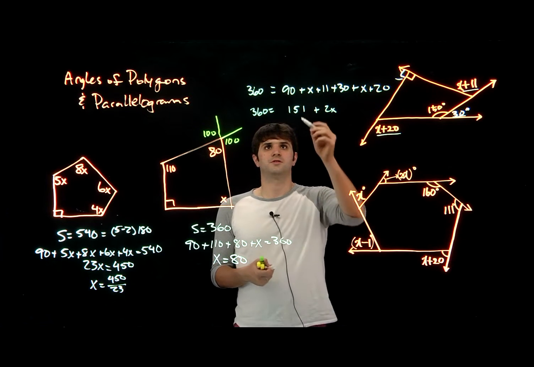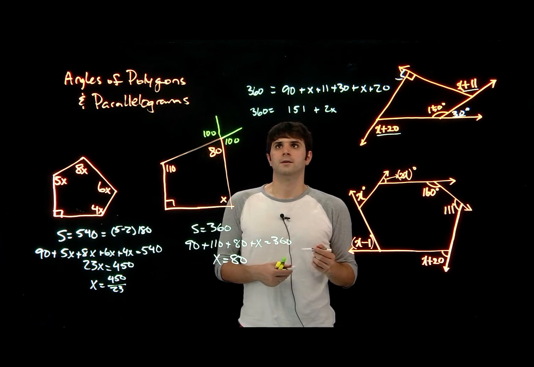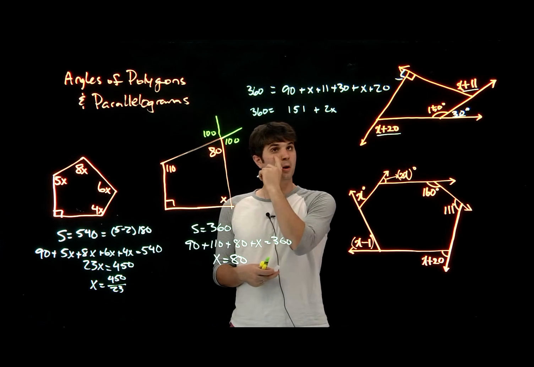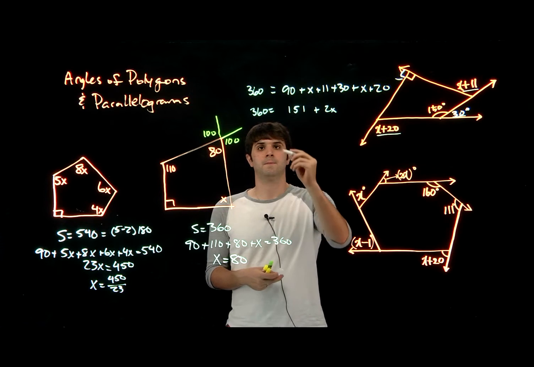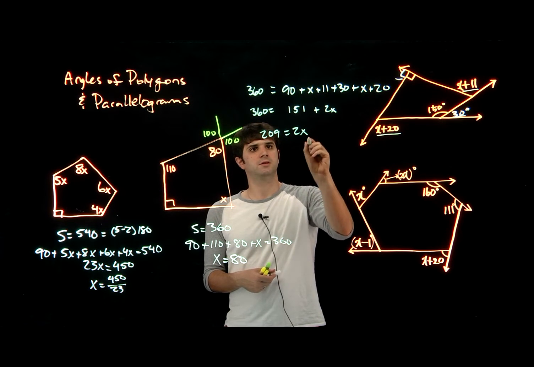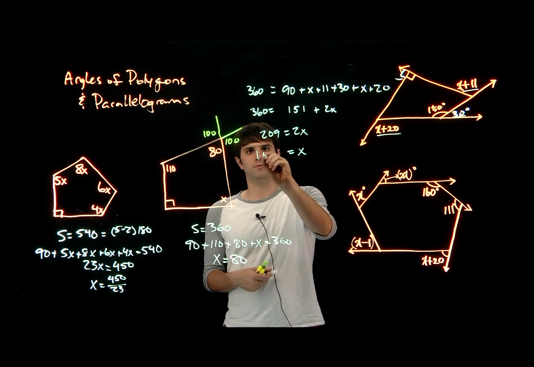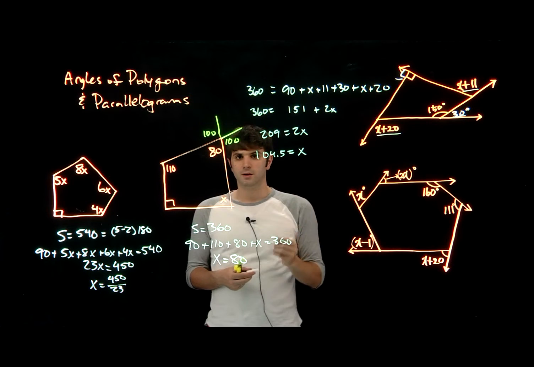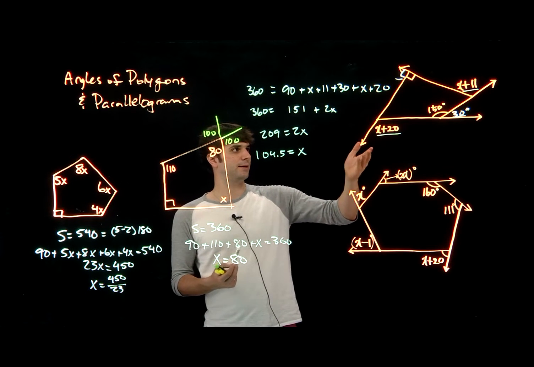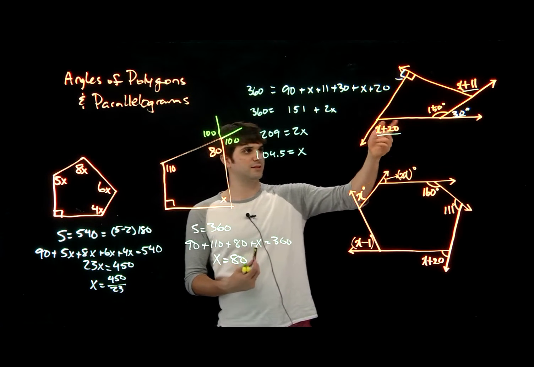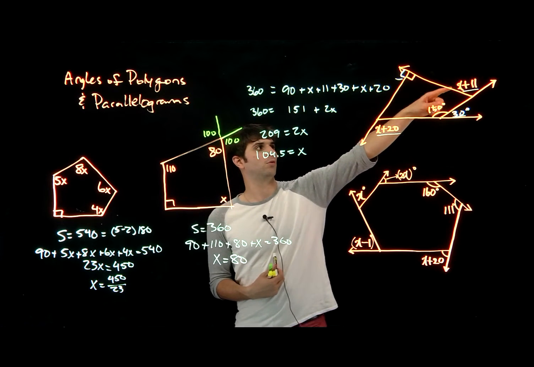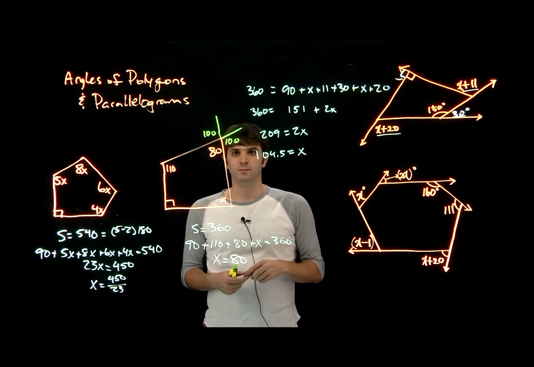All right. So we have to subtract 151. It looks like that's going to be, let's see, 209. Okay, so 209 equals 2x. So x equals 104.5. All right, so x equals 104.5. And so you can plug that back in. So it looks like this angle is going to be 124.5. That angle will be 115.5.